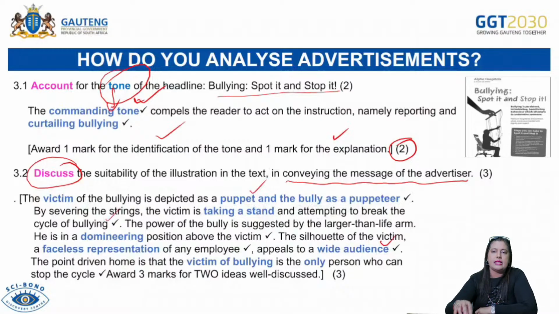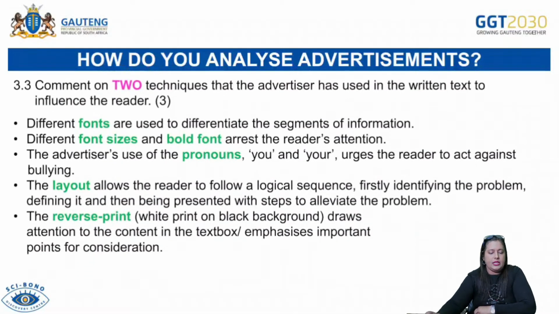Right, and then that is then saying or done in that particular advert, and it's linked to the message that the advertiser wants to send to you. Take action and break the cycle. All right, 3.3, comment on 2 techniques that the advertiser has used in the written text to influence the reader.